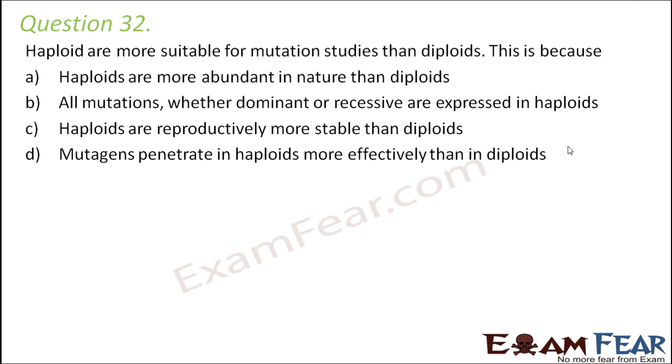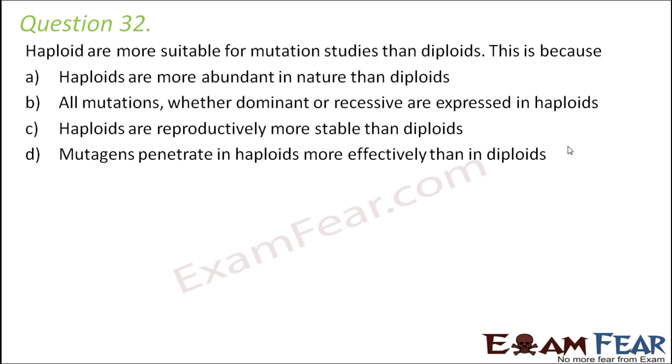Question number 32. Haploids are more suitable for mutation studies than diploids. This is because: A, haploids are more abundant in nature than diploids. B, all mutations, whether dominant or recessive, are expressed in haploids. C, haploids are reproductively more stable than diploids. D, mutagens penetrate in haploids more effectively than in diploids.